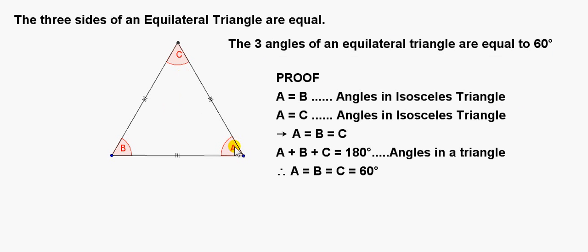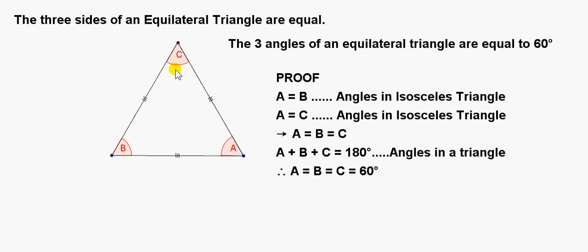Now, we want to prove that these three angles are equal and that they equal 60 degrees. So we use a previous result about isosceles triangles. We see that A and B are opposite equal sides, and we know from a previous video that if they're equal opposite sides, then they're equal to each other. So we could think of this as an isosceles triangle.